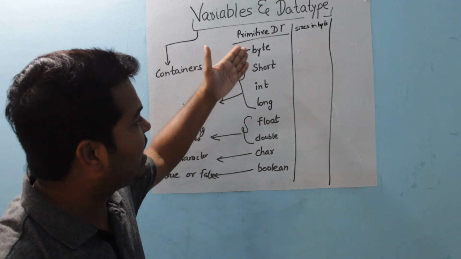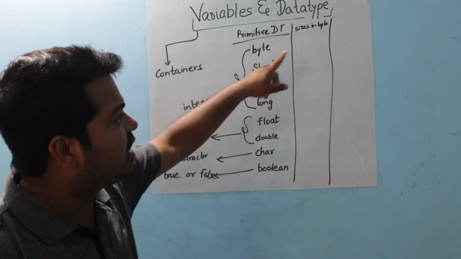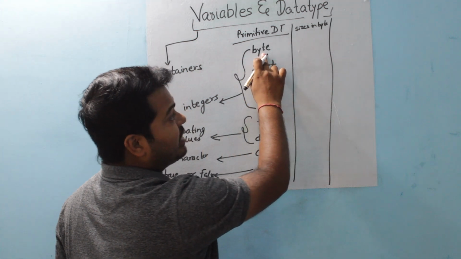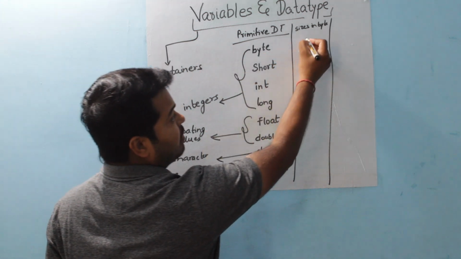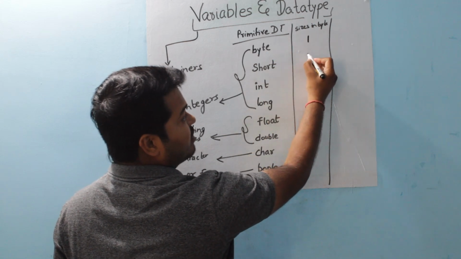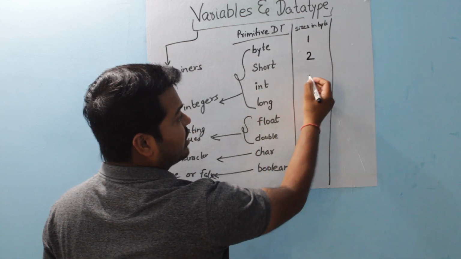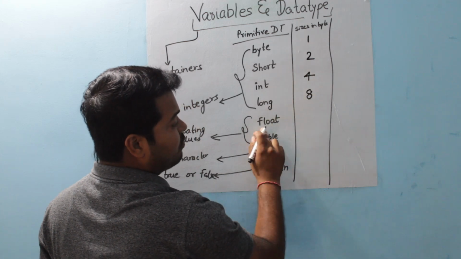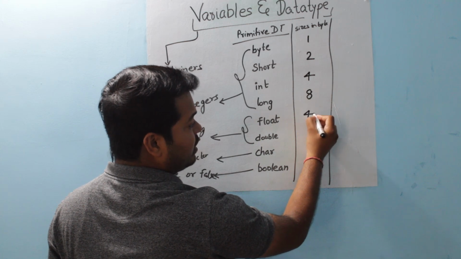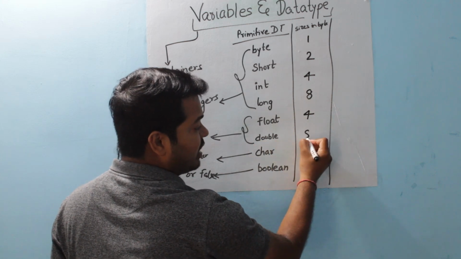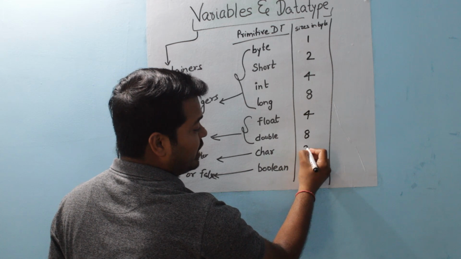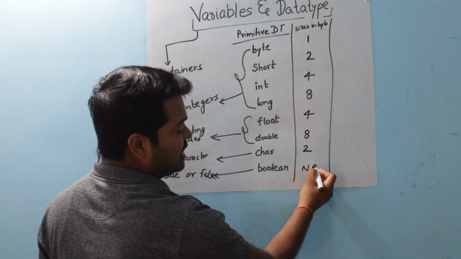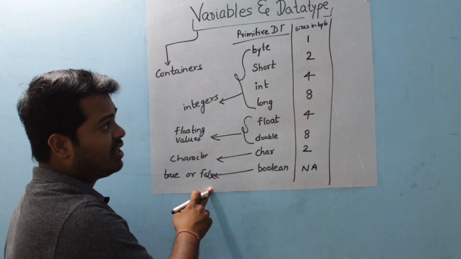Talking about the sizes of these data types in bytes: byte is always 1 byte, short is always 2 bytes, int is always 4 bytes, long is always 8 bytes, float is always 4 bytes, double is always 8 bytes, and character is always 2 bytes. And for boolean, size is not applicable because its range is always true or false.